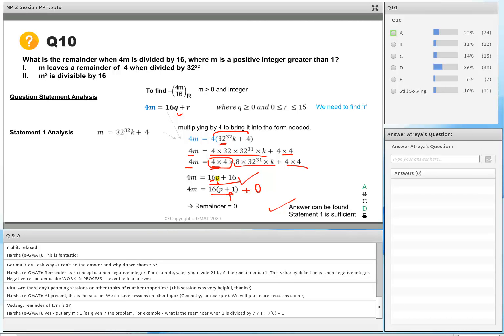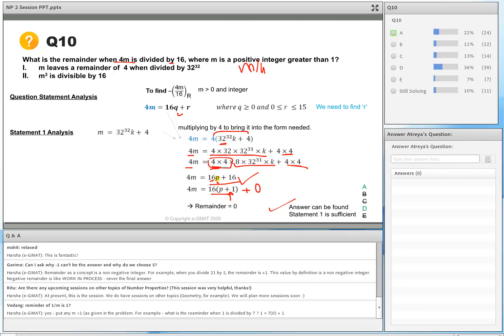Why can't we finally write, if I need to calculate 4m by 16, can I also do m by 4? Can I divide both the dividend and the divisor by 4? Well, you can do that, but at the end you need to multiply that same number with the remainder that you get. So again, much more calculation intensive.